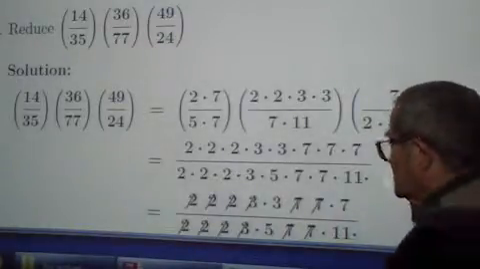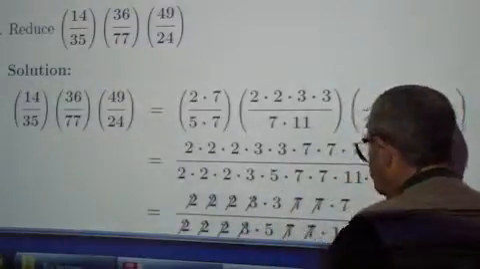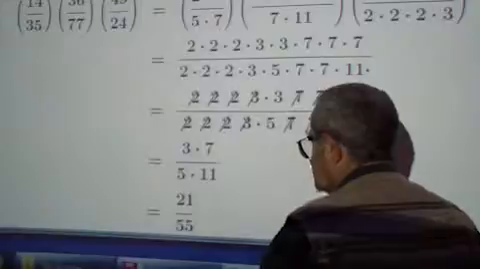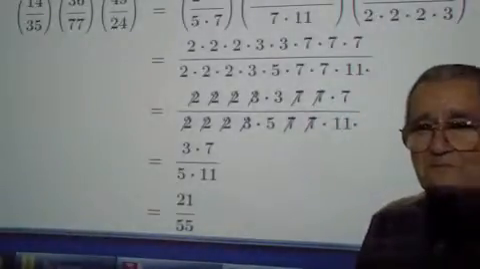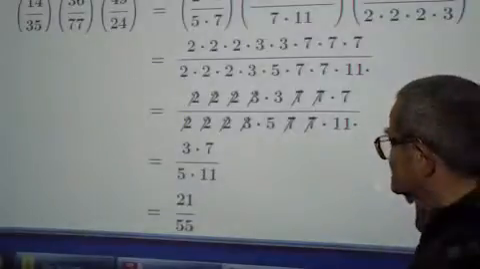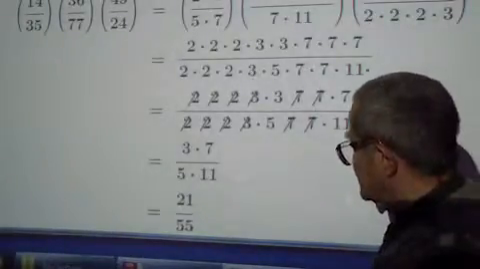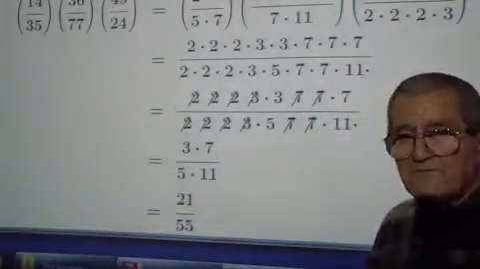You can factor out the common factors, and you are left with 3 times 7 over 5 times 11, or 21 over 55. How's that? Can I go on?